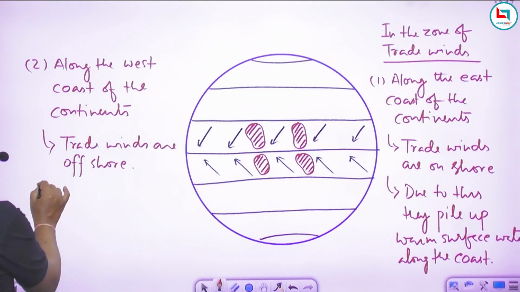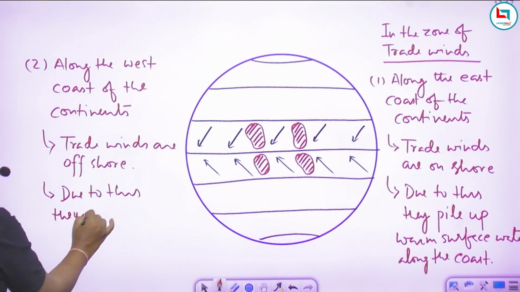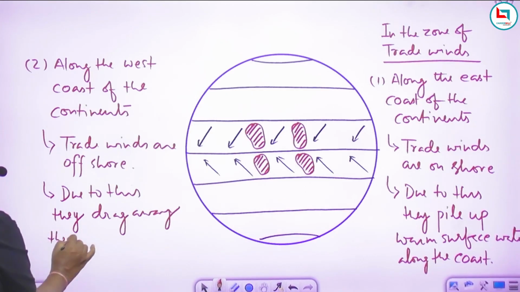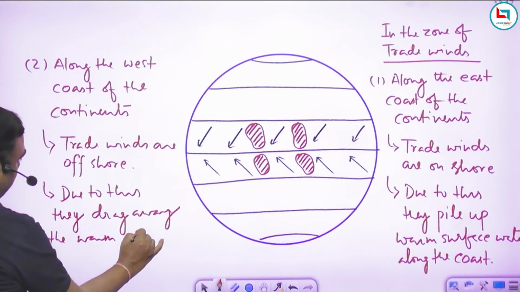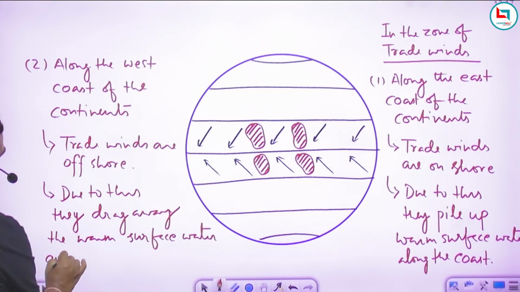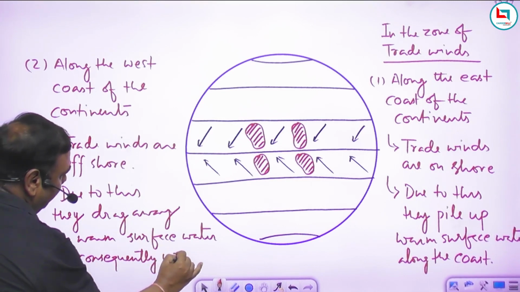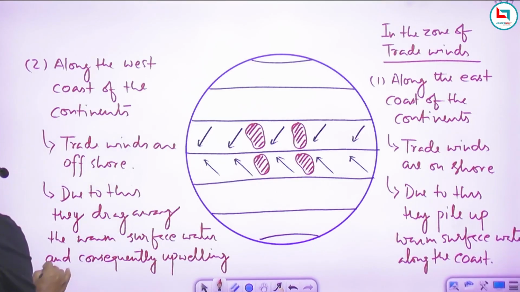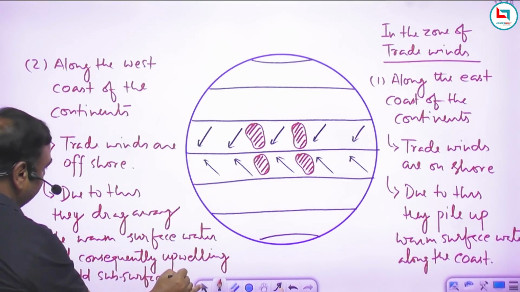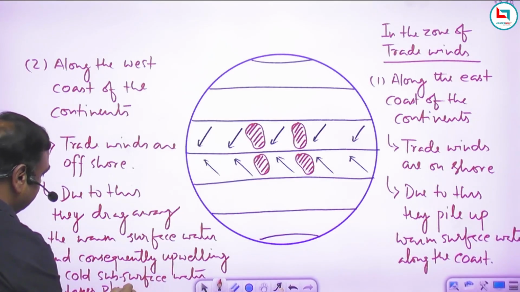And the second thing is that due to this, they drag away the warm surface water, and consequently upwelling of cold subsurface water takes place. Got it?